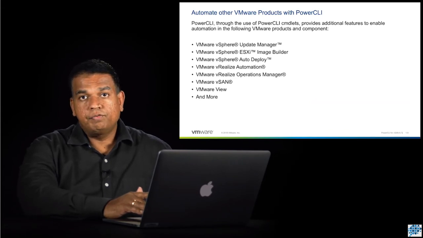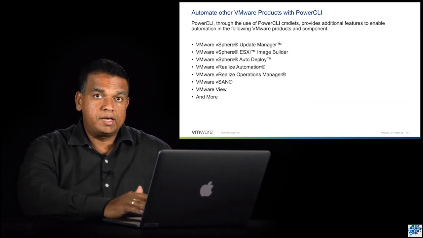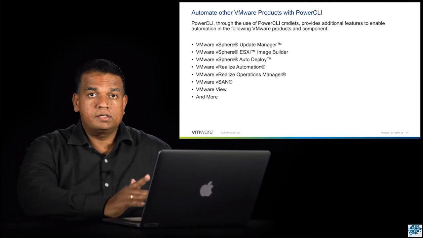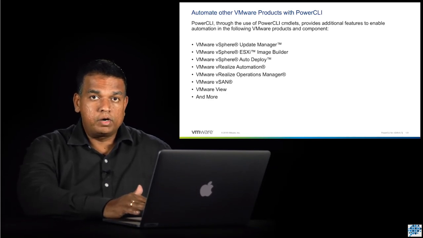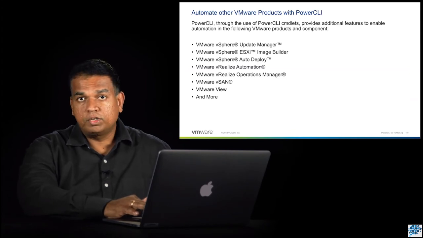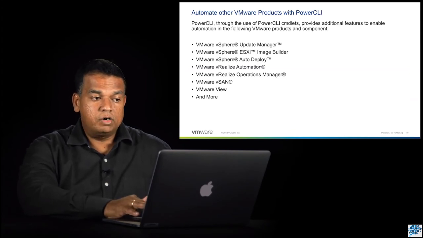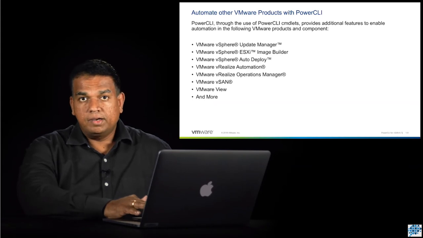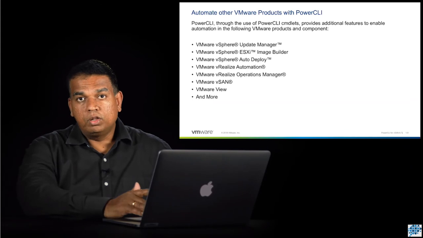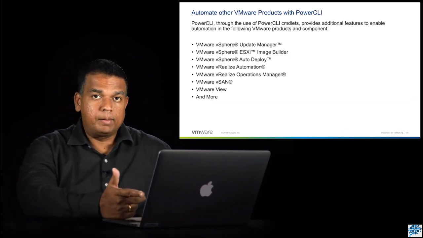What are the different VMware products which can be automated using PowerCLI? Pretty much a large fraction of the VMware products have already got PowerCLI modules. A few examples are the update manager, the ESXi image builder, auto deploy services, vRealize automation, vRealize operations manager, vSAN, VMware View. All these have their own PowerCLI commandlets.